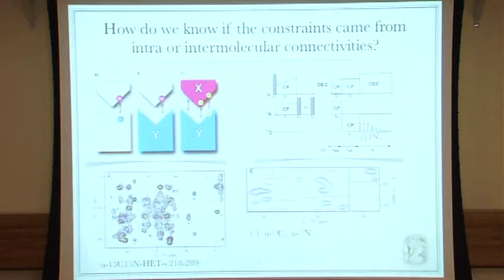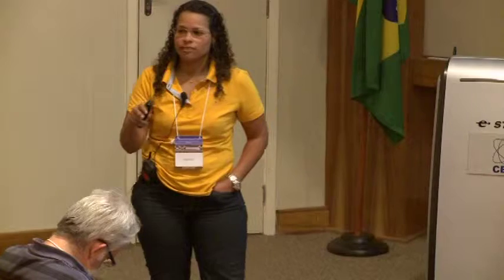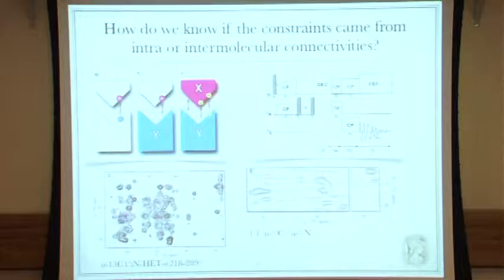So here is one sample uniformly labeled. I have one experiment like that. I have the proton magnetization that will be transferred to nitrogen. I can have a mixing. So I can transfer the magnetization to proton and from proton link it to nitrogen, to proton, link it to carbon. And then I will transfer to carbon by the second cross polarization. And I can measure this.